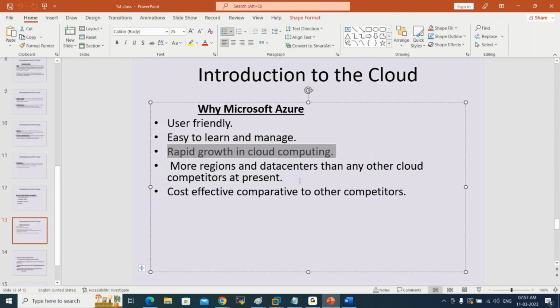The biggest computing power is also with Azure, not with AWS. Cost effective compared to other competitors. Always Microsoft will look at the cost-effective solution, for most of the services, in fact, especially Microsoft products.